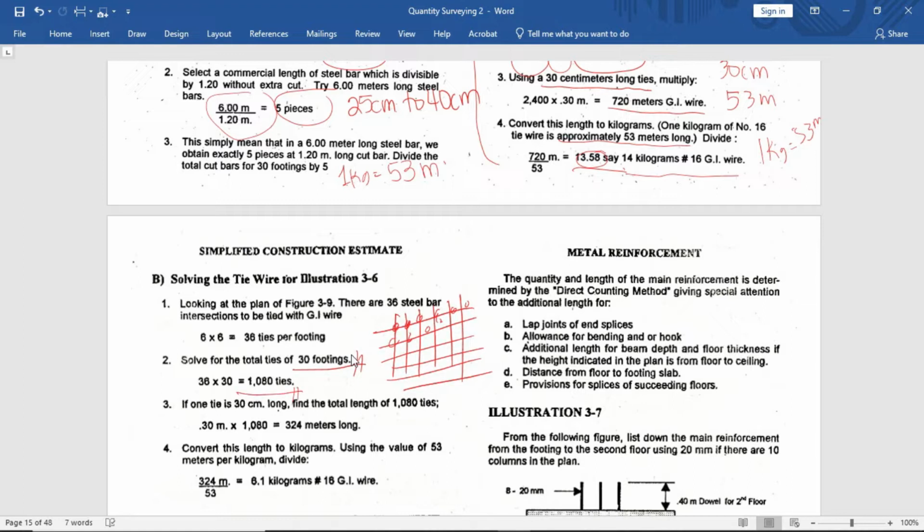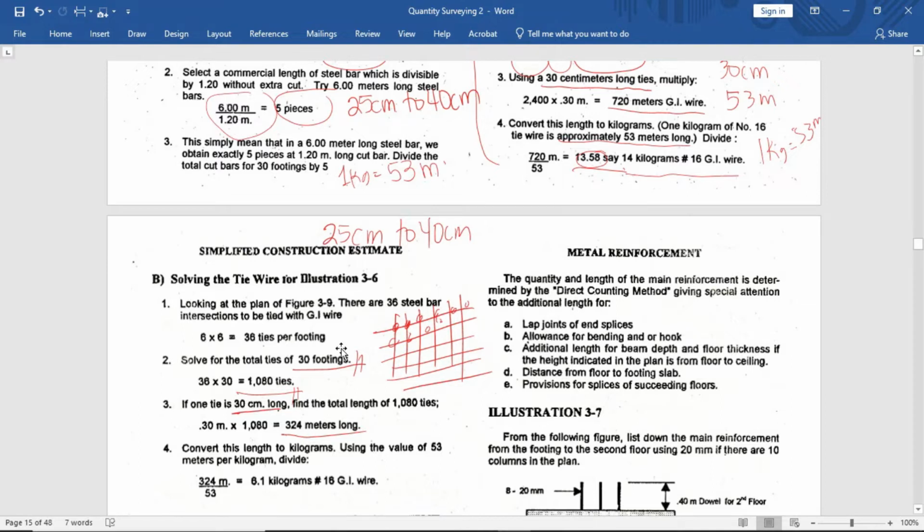After that, since ang gagamitin ulit natin is 30 centimeters. Ulit ko, depende sa inyo yung haba ng tie wire na gagamitin, as long as is from the range of 25 centimeters to 40 centimeters. So, after that, makuha na natin 0.3 meters times 1,080 is equal to 324 meters long of tie wire.